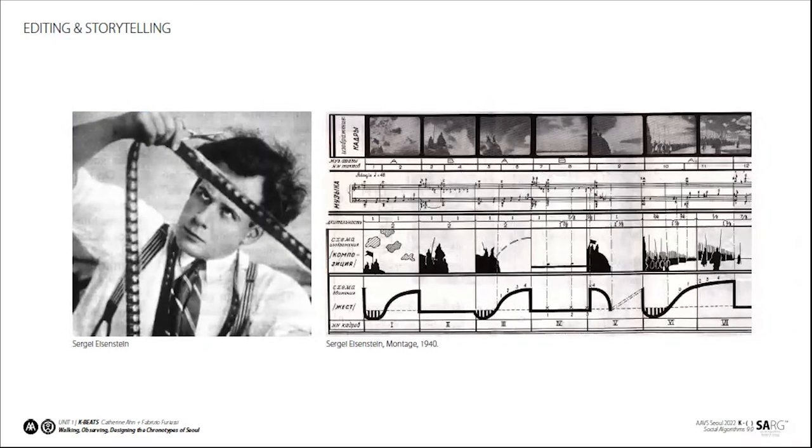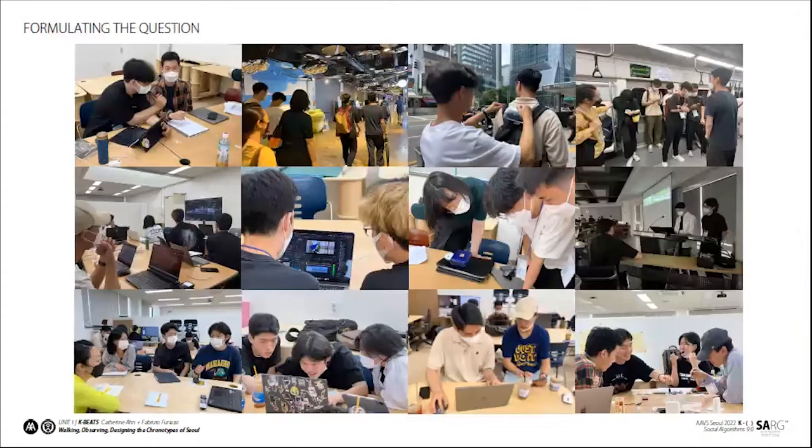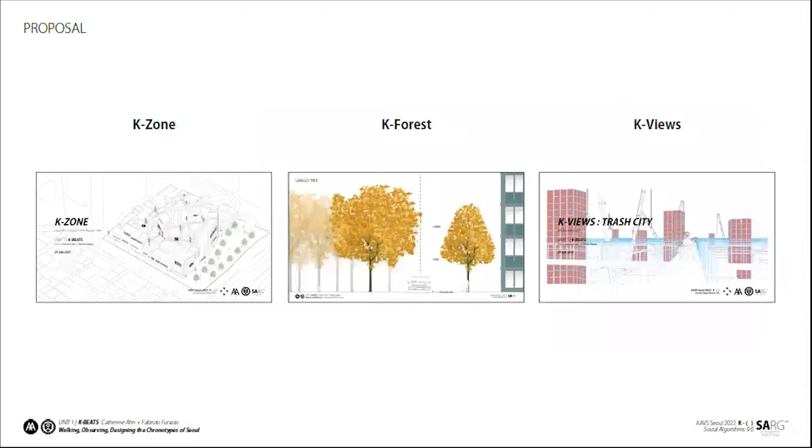The groups used their videos to keep questioning, analyzing, and reformulating their observations about the chronotypes of Seoul. And it was a fun process, I think. Then we asked the students to propose design interventions that facilitate or oppose those observations, illuminating us to the next K something. So we have three proposals: K zone, K forest, and K views. And we'll start with K zone.